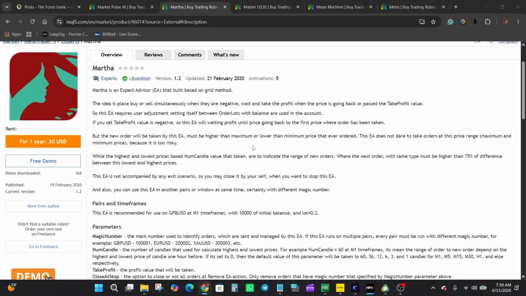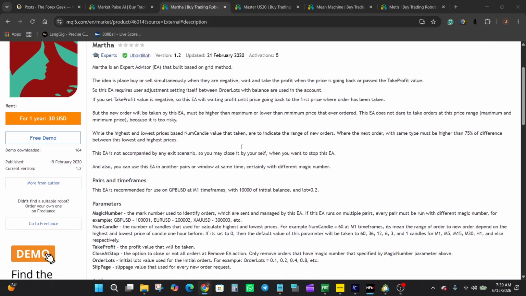And as we continue through the page, one interesting detail is how the EA determines where new orders can be placed. According to the description, it avoids opening additional positions within a previously established price range because that area is considered too risky. So instead, new orders are only opened beyond certain calculated price boundaries based on recent market highs and lows.